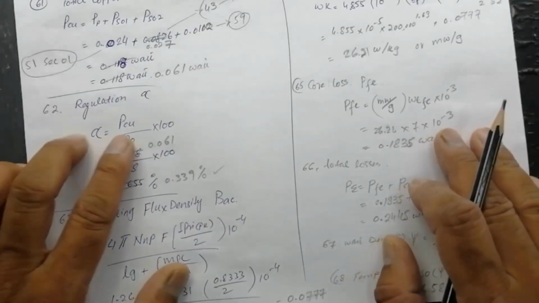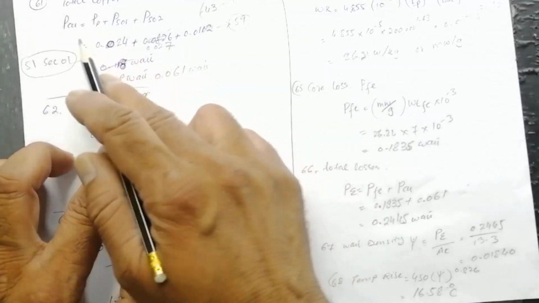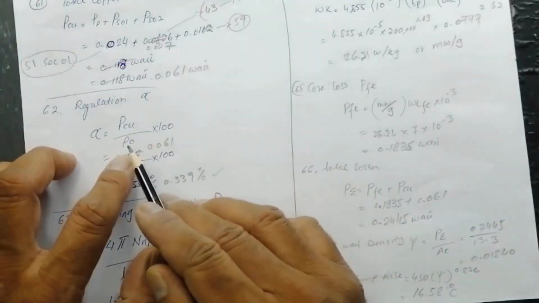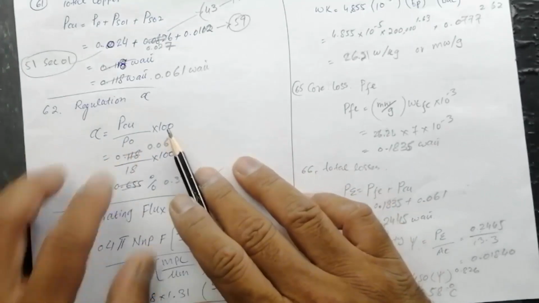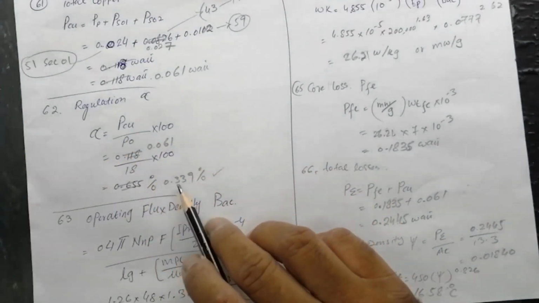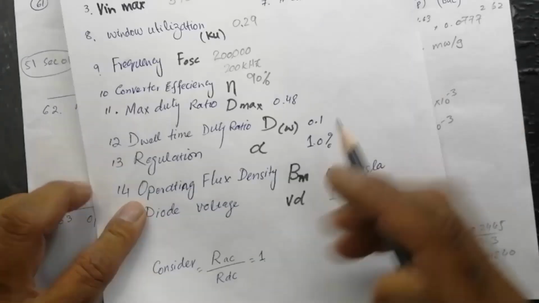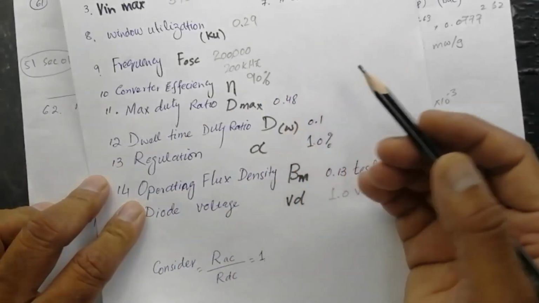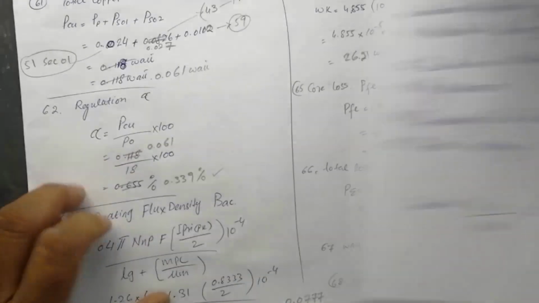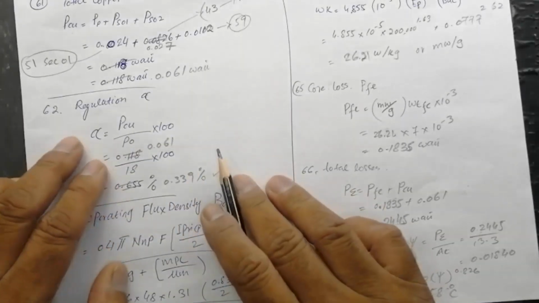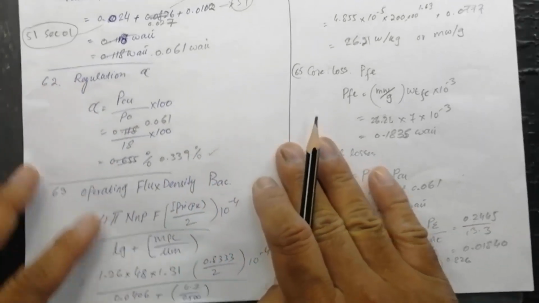Now we have to check the regulation. Copper loss, PCU, copper loss divided by PO, multiplied by 100. So it is 0.339%. And we selected 1% regulation. So our calculations are within range. We need 1% regulation. So our calculation is very tight. It is very within range.